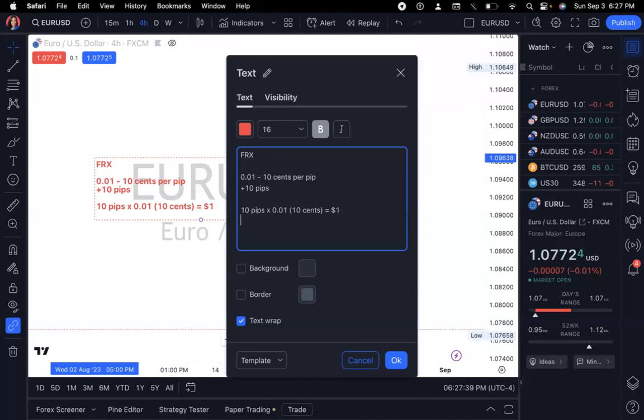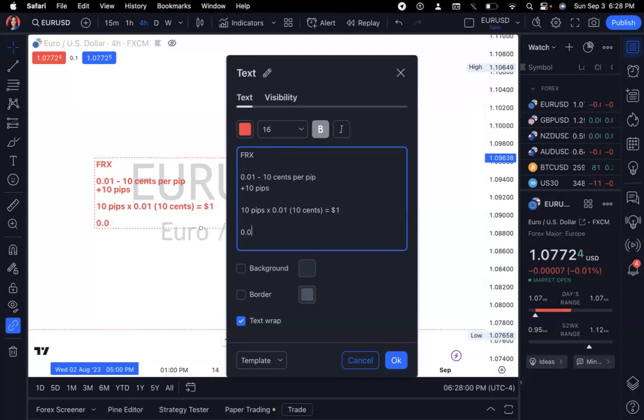And I actually have a reference sheet that I made with all of the lot sizes on there that I will send you guys. So 0.01 is 10 cents per pip. So if the market moves up 10 pips, that's where you set your take profit, or you decided to get out, you would have made $1 in that trade.